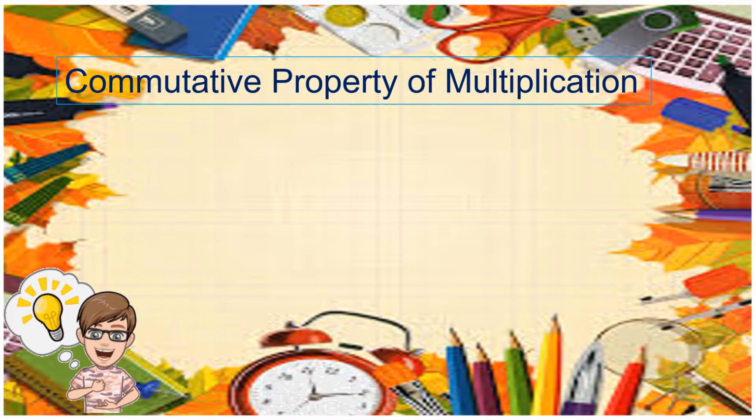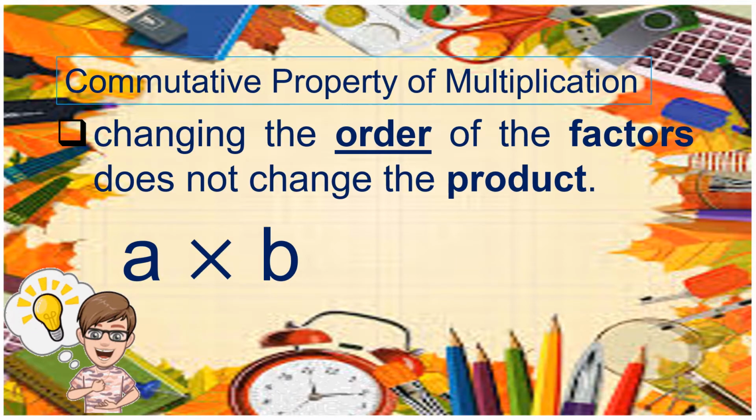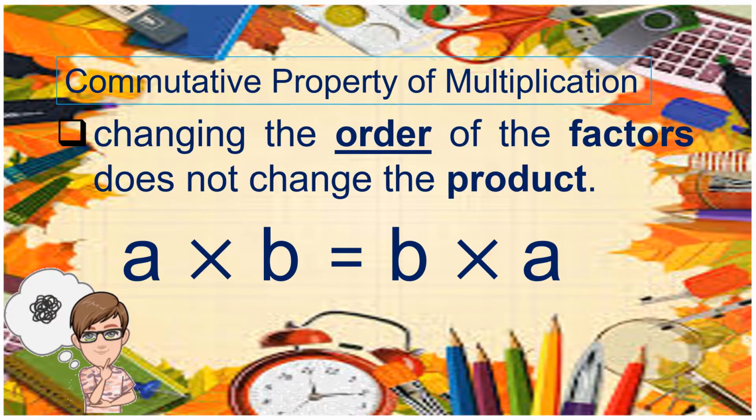Now let us have the commutative property of multiplication. It states that changing the order of the factors does not change the product. Supposing we have a times b, it is equal to b times a. So the order of a and b does not affect the product.